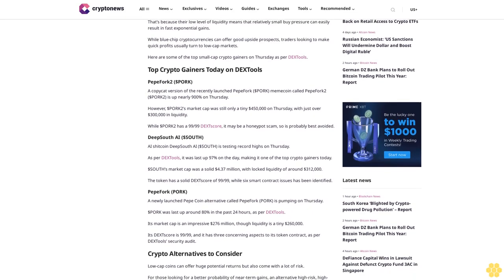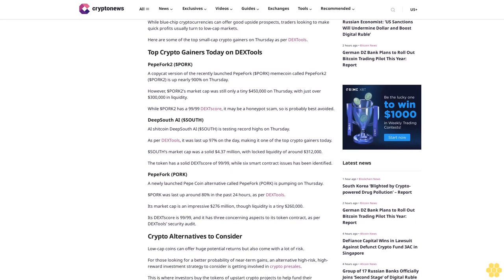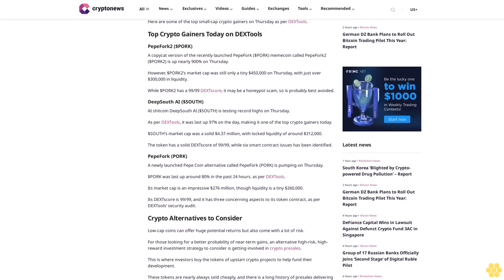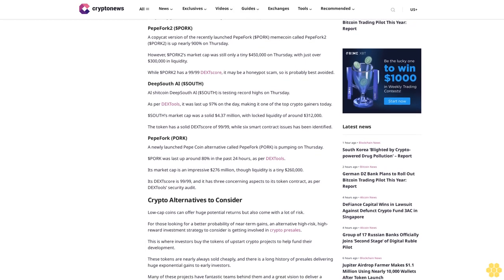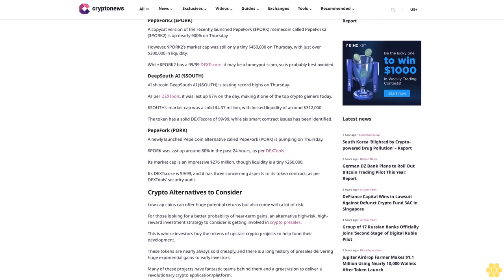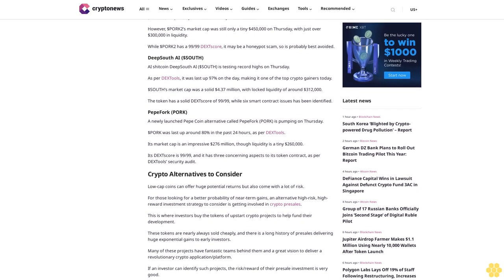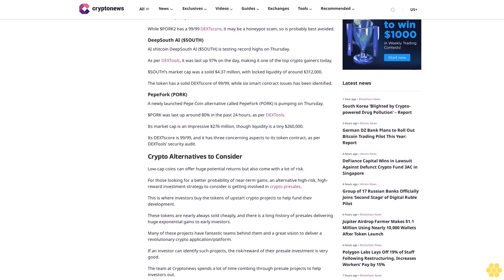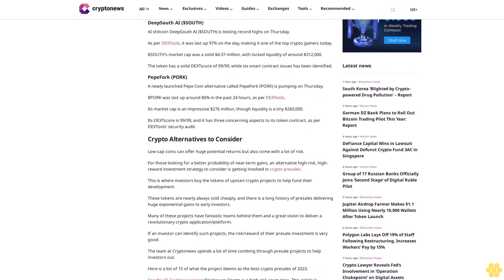Top crypto gainers today on DEXTools. Pepe Forkwo, $PORK2. A copycat version of the recently launched Pepe Fork $PORK memecoin called Pepe Forkwo $PORK2 is up nearly 900% on Thursday. However, $PORK2's market cap was still only a tiny $450,000 on Thursday, with just over $300,000 in liquidity. While $PORK2 has a 99/99 DXT score, it may be a honeypot scam, so is probably best avoided.